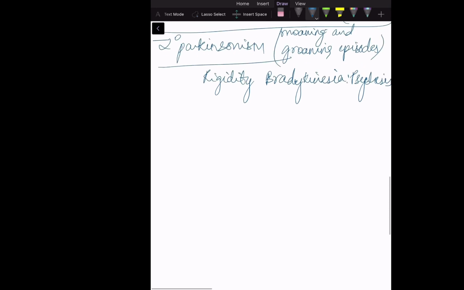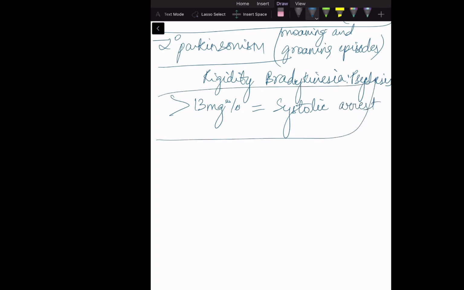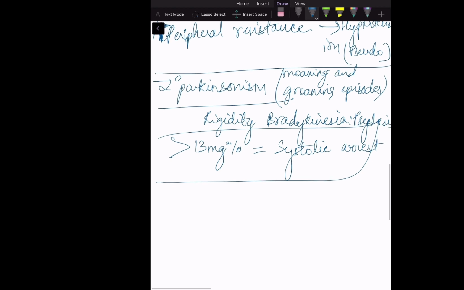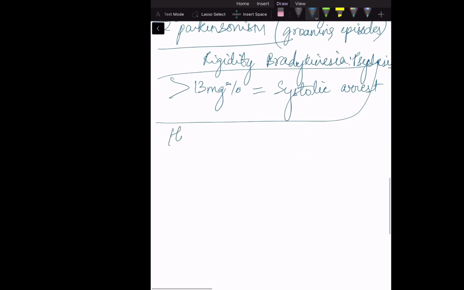If it is more than 13 mg percent, what will happen? There will be systolic arrest. Always remember, there will be a hypercalcemia crisis in this case. This is another topic. If there is an increase beyond 13 mg percent, there will be systolic arrest.